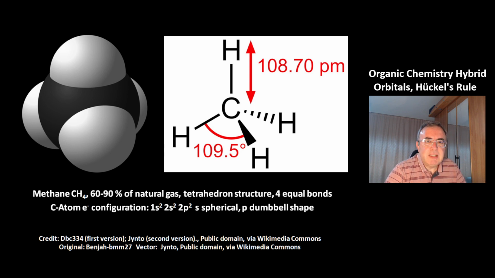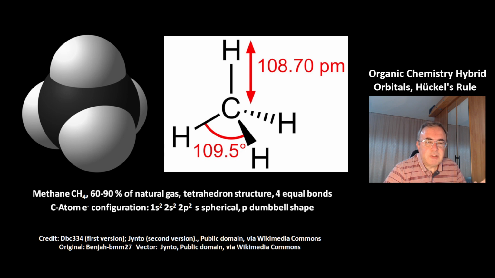This is a picture at the left of the molecule methane, CH4. 60 to 90% of natural gas is methane. To the right, you can see the structure of this molecule. That's a tetrahedron structure with an angle of 109.5 degrees. And you can see all the bonds have equal length.